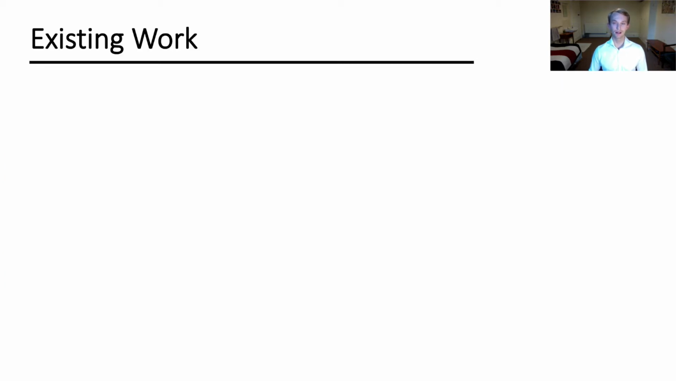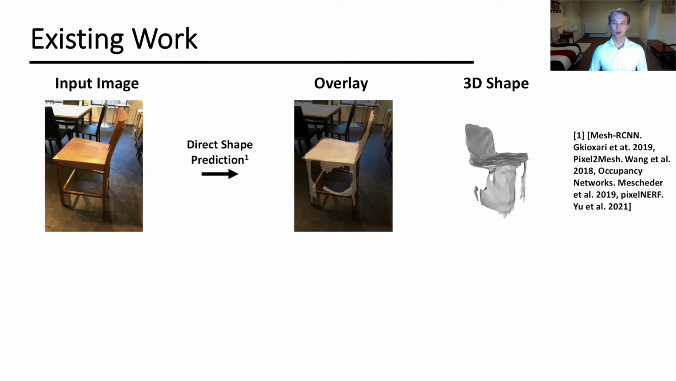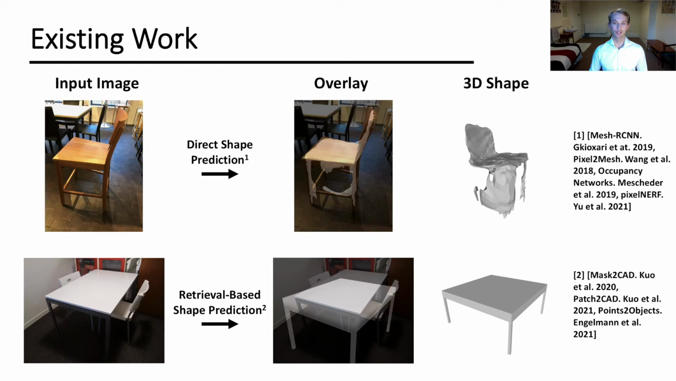Existing work either directly predicts object shapes, which produce unrealistic results, or retrieves objects, but directly predicts poses, which is inaccurate and limited to objects available in the database. In contrast, we propose to retrieve CAD models from a database, which are then adapted and aligned based on geometric considerations. This is our method overview.